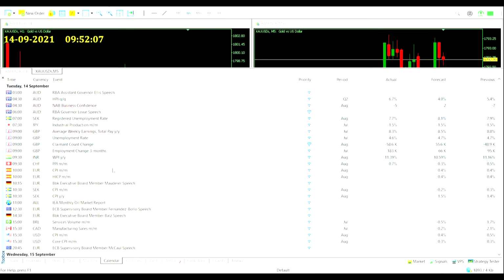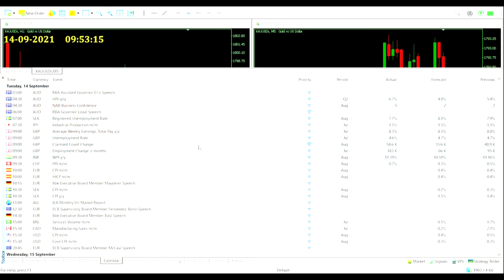But yeah, that was the Swiss PPI month on month there that had 0.7% against the forecast of 0.3. Not ideal for the producers there. When they see regular price increases like that, you often see that pass down the line to the consumer price index. Plenty still to come for us though.